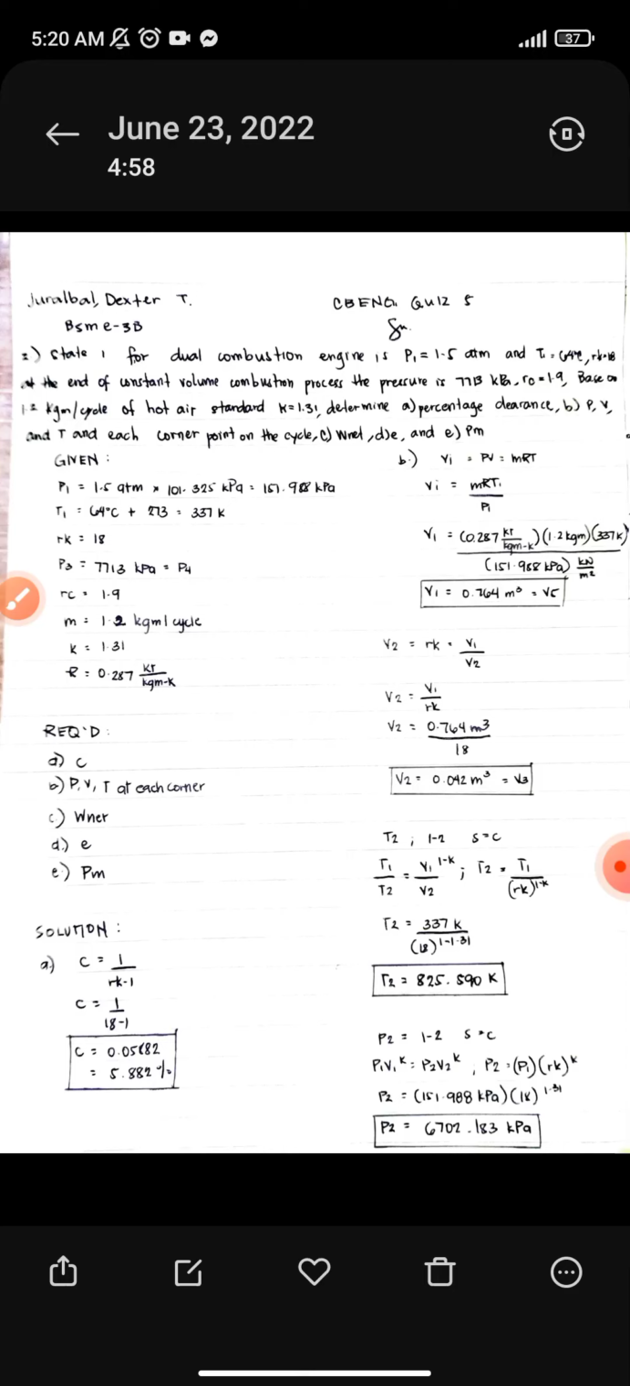So, solution natin for the C naman. C, we have formula na 1 over RK minus 1. So, C equals to 1 over RK natin na 1.8. I mean, yung RK natin is equal sa 18. 1 over RK natin na 18 minus 1. So, yung C natin is equal sa 0.05882 or 5.882%.